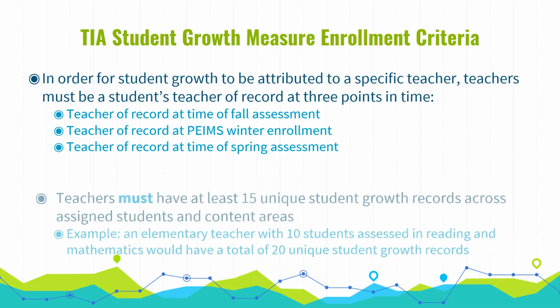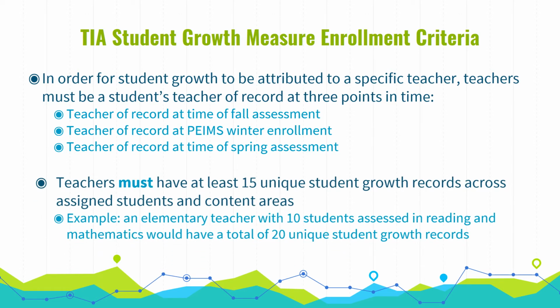In addition, in order for the teacher's student growth measure to be valid, a teacher must have a minimum of 15 unique measurements of student growth across all of the classes and content areas they teach. For a pre-K teacher, this means that pre and post-test growth records will be combined for locally developed reading and mathematics tests. For a high school ELAR teacher with English 1 and English 2 preps, this means that the pre and post-test growth records will be combined for all ELAR courses they teach.